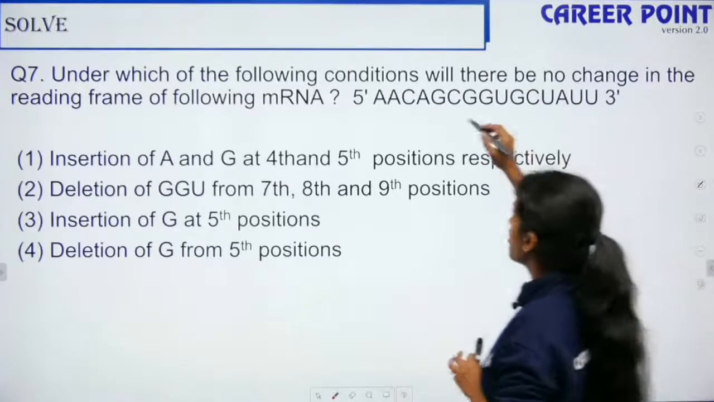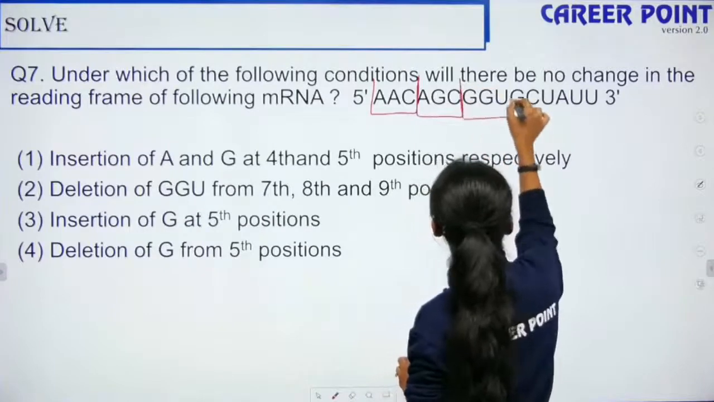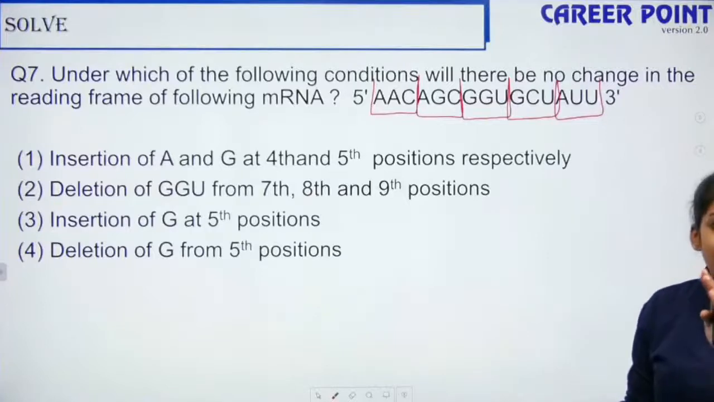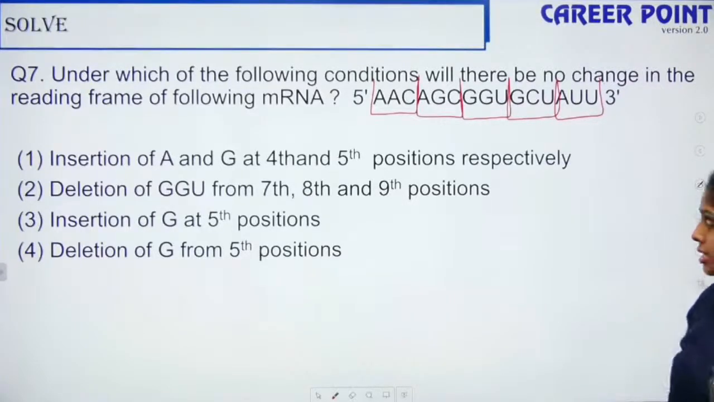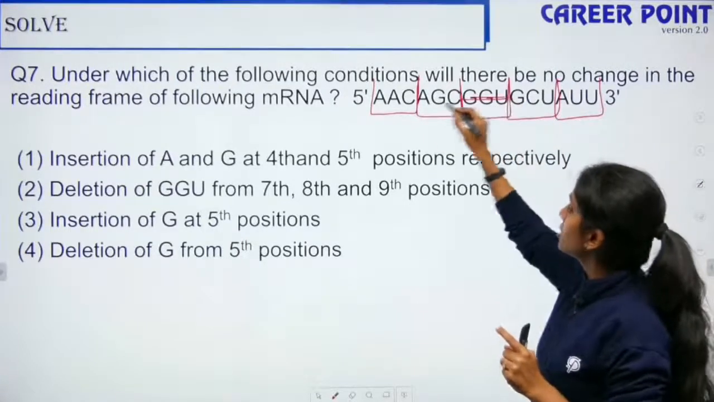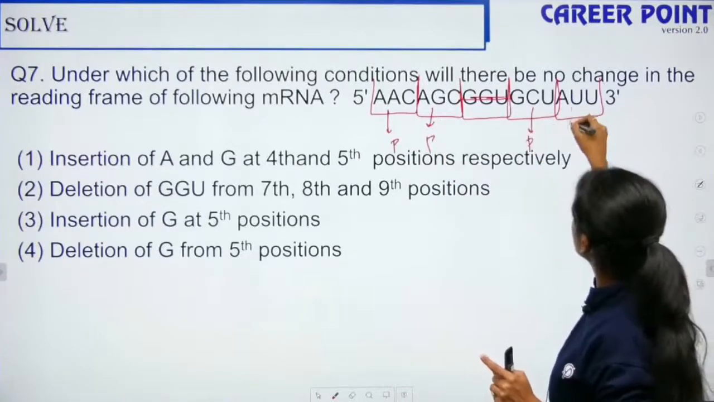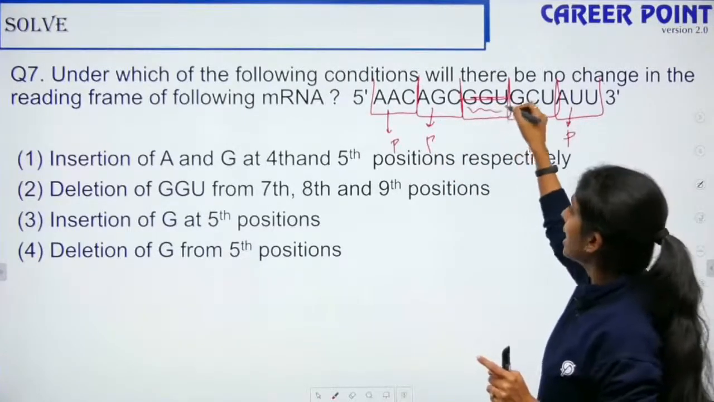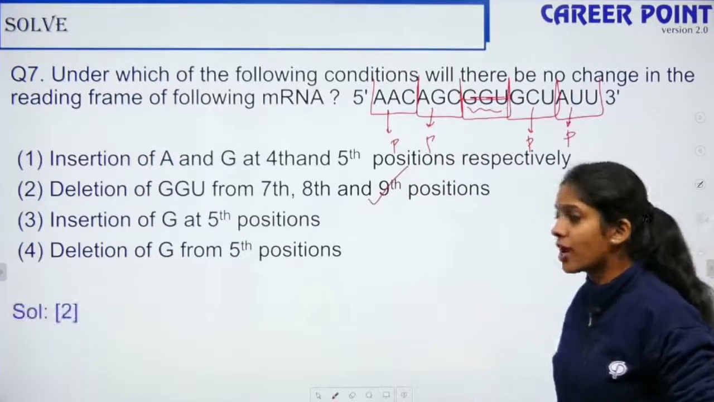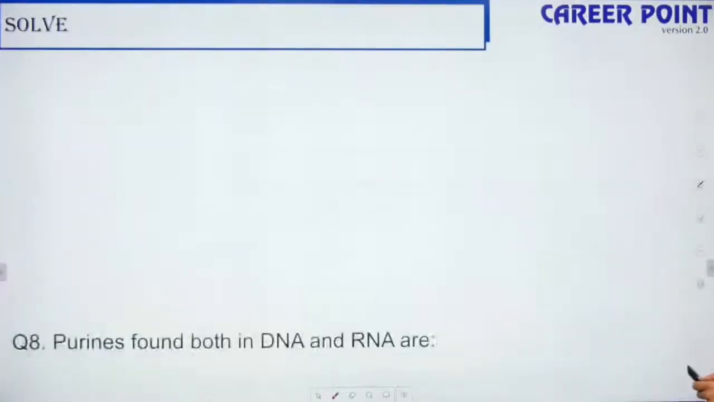So an mRNA is read in a triplet fashion. Wherever I add and delete, this reading frame will be disturbed. But if I delete GGU directly, then it will not disturb. This will be one codon, this one codon, this one codon. So if I delete this, there will be no change in the reading frame. Yes, absolutely right. So this is option 2. Okay, everyone clear?